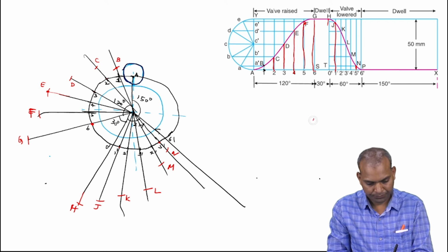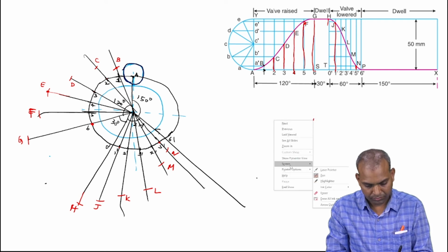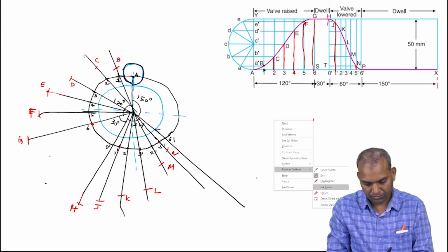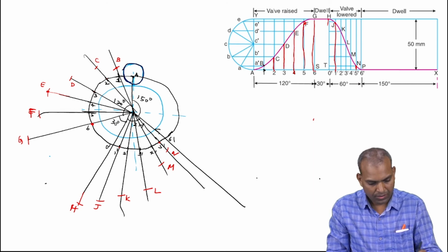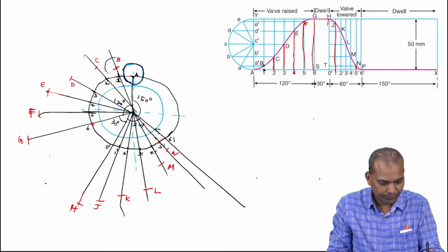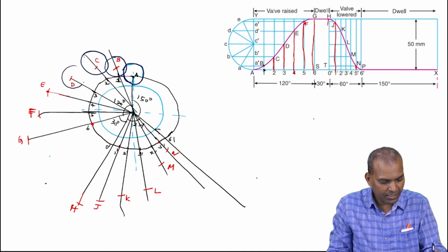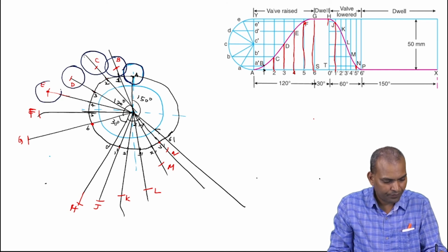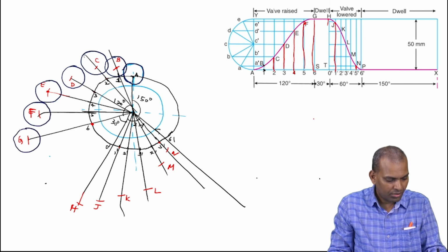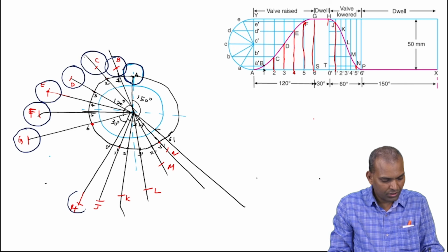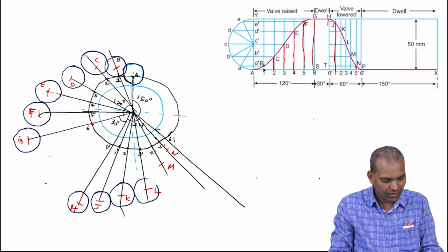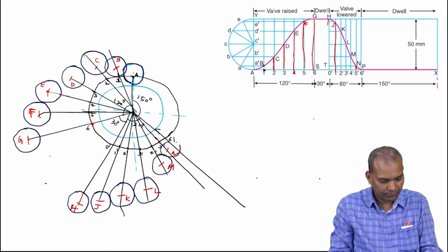Draw the roller here. It may be intersecting each other. It's okay. Draw a 10 millimeters radius and draw the roller. With this, H is the center, J is the center, K, L, M, N, and it is 6.